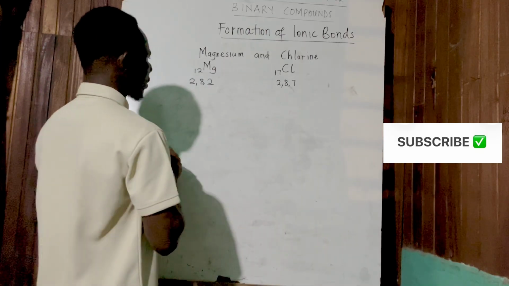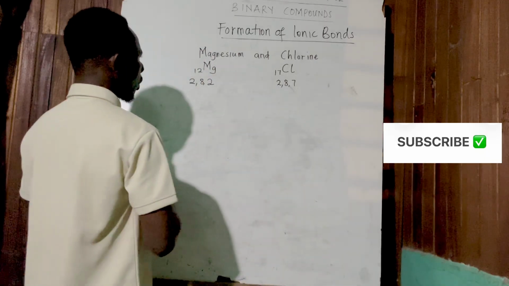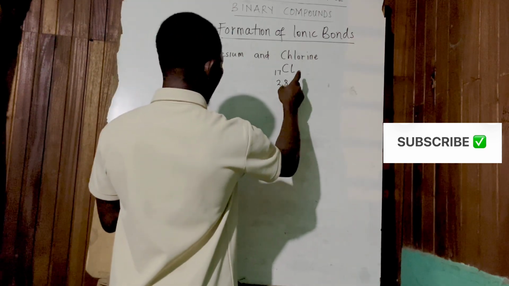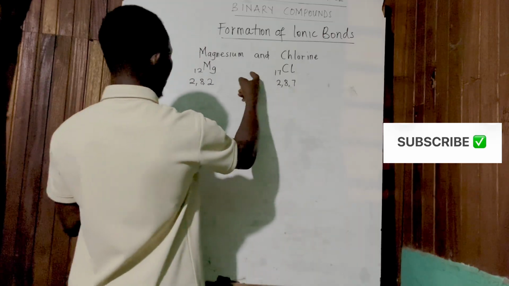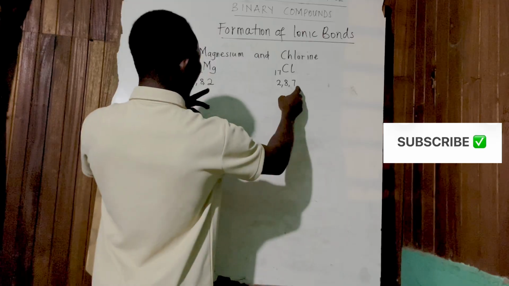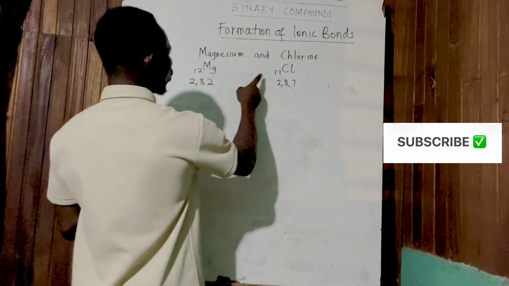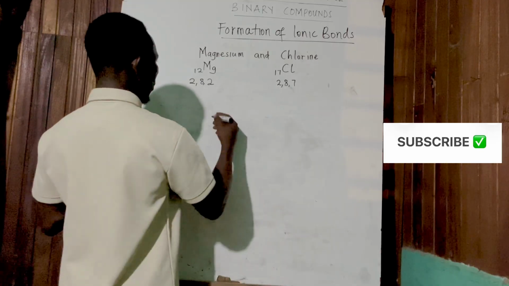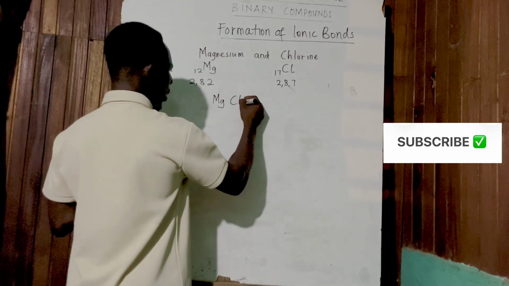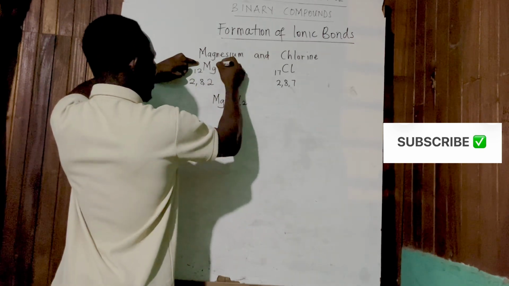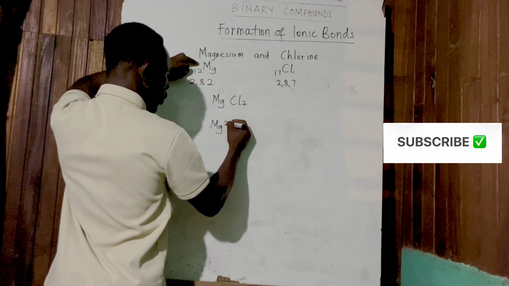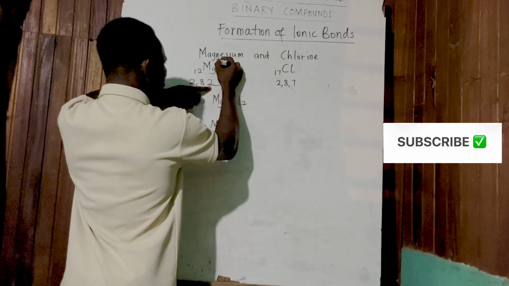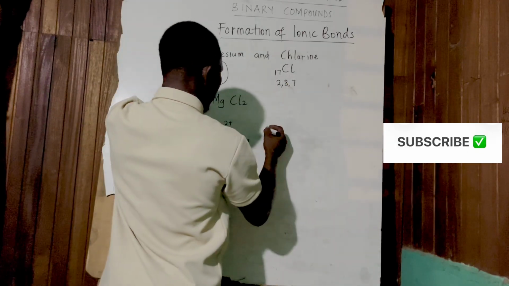Now, this means there is a transfer. Magnesium is going to transfer to chlorine. Magnesium is going to transfer 2 to chlorine, and chlorine is going to accept. Take note. So there is MgCl2 like this, because magnesium here is Mg2 plus. I want to explain it for you to understand. Magnesium would donate the 2 to become 2 plus. So Mg2 plus.